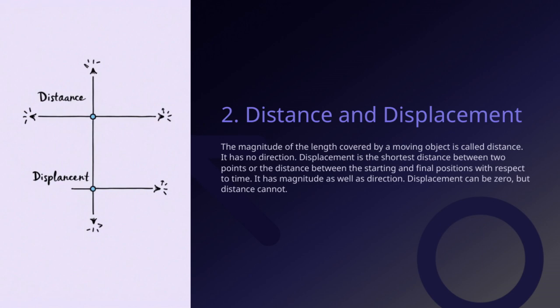An interesting point to remember is that displacement can be zero if an object returns to its starting point, but the distance traveled will always be a positive value and cannot be zero unless the object didn't move at all. These concepts are fundamental because they help us understand how objects move and how to measure that movement accurately.